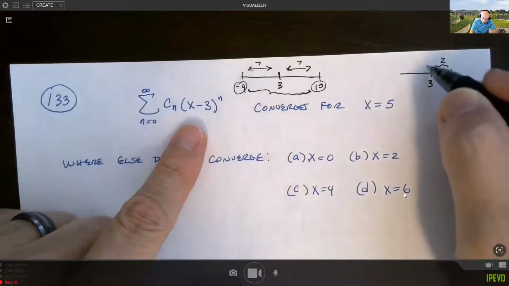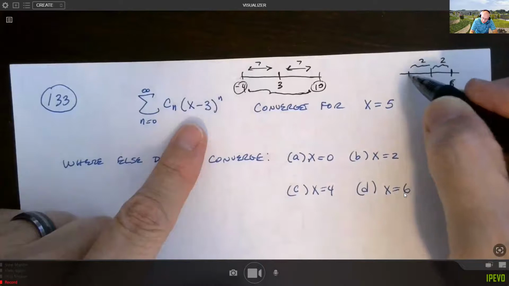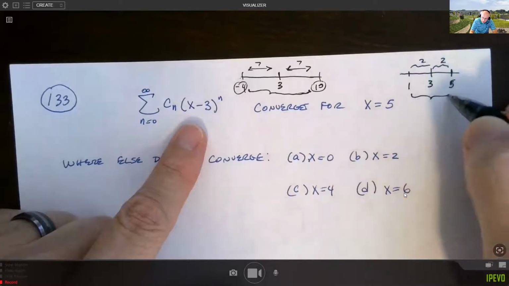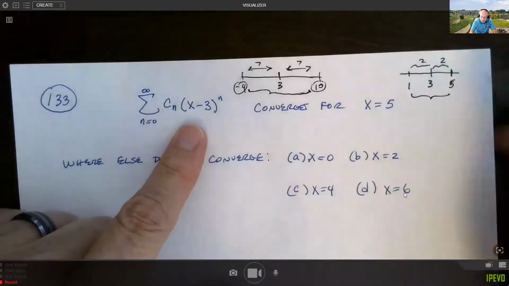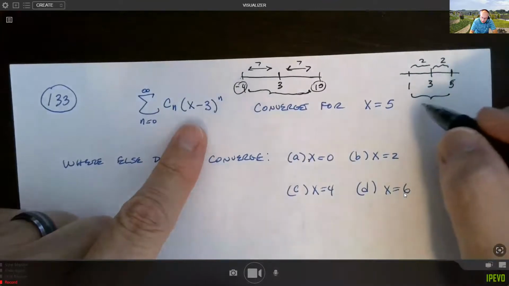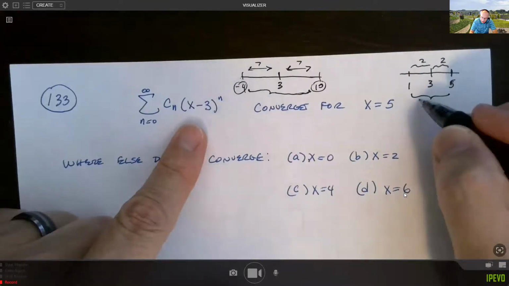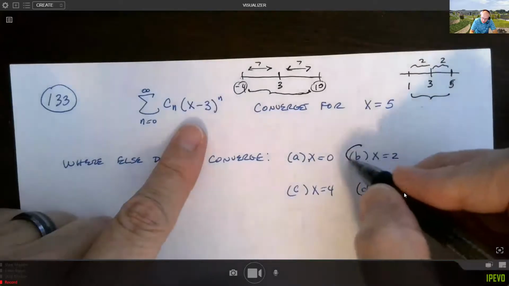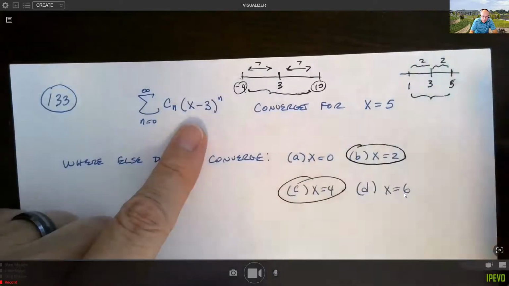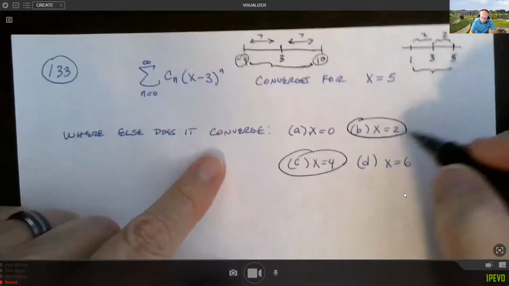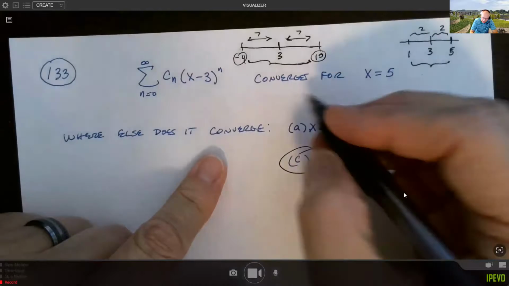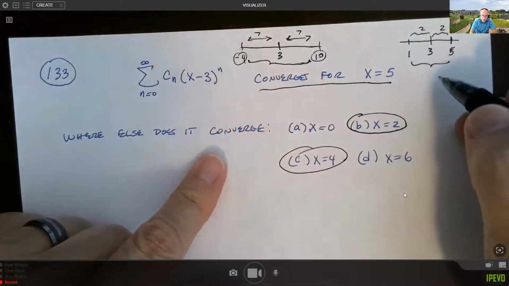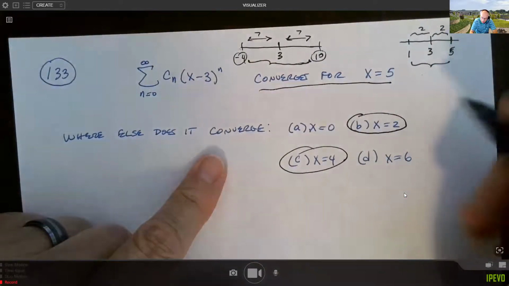And if I go 2 less, subtract 2, go to 1, I know everything between 1 and 5 has to be convergent. Now, it may be convergent for values greater than 5, I don't know. But the only thing I can say right now is anything between 1 and 5. Of course, that means x equal 2 and x equal 4. Again, it could be convergent at other values, but all we know is this, and so this is the minimum. This is what we have to assume.